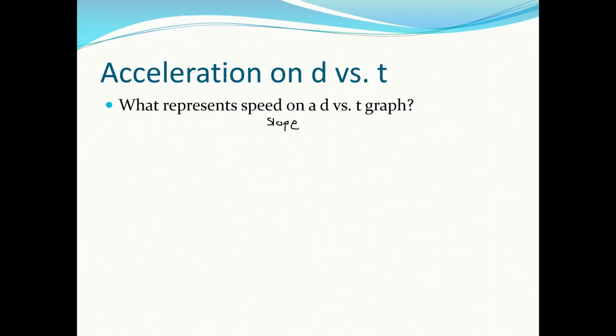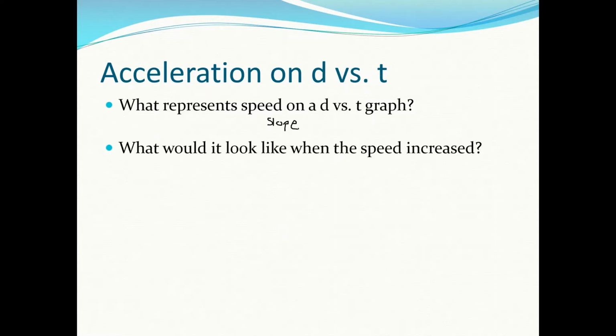So, what represents speed on a D versus T graph? Well, that's our slope, right? So, if I'm accelerating, I'm increasing my speed. So what would it look like if my speed increased? Well, stopped is a flat line, and a really steep line means I'm going fast. So we're going to have a curve to our line, and our line is going to get steeper and steeper and steeper.